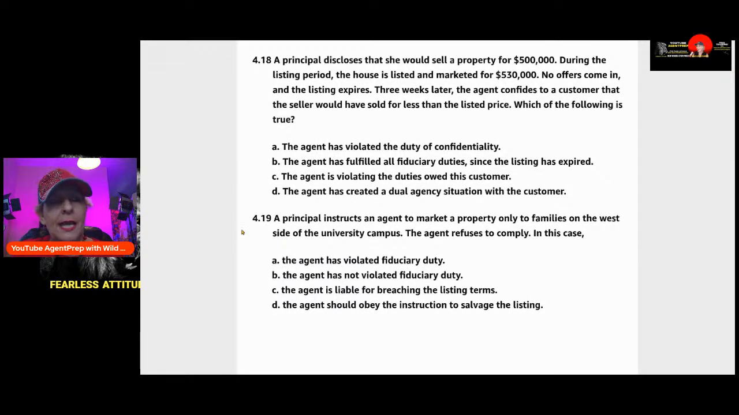So 19, a principal instructs an agent to market a property only to families on the west side of the university campus. The agent refuses to comply. In this case, A, the agent has violated fiduciary duty. B, the agent has not violated fiduciary duty. C, the agent is liable for breaching the listing terms. Or D, the agent should obey the instruction to salvage the listing. Okay, so the principal is instructing an agent to market a property only to families on the west side of the university campus. Agent refuses to comply.